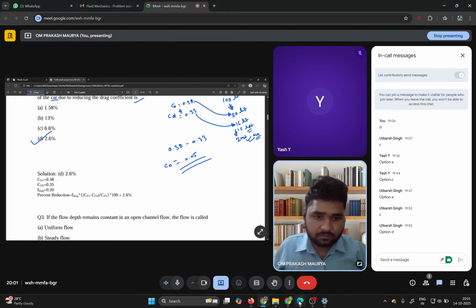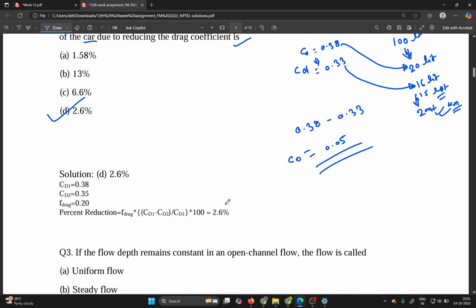So the fuel consumption due to drag was your 20%. After the calculation, the drag coefficient is reducing by 0.05, with respect to the initial one, 0.38. So the calculation is 0.05 divided by 0.38, into 100, which gives the percentage reduction. When you calculate with the fuel, remember the fuel is 20%. Whatever calculation we do here is based on the fuel consumption due to the drag, not the total fuel consumption. So this was the main thing.